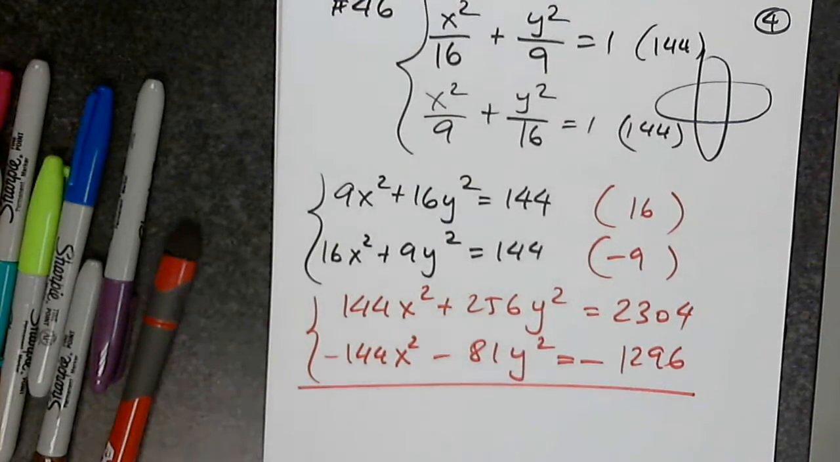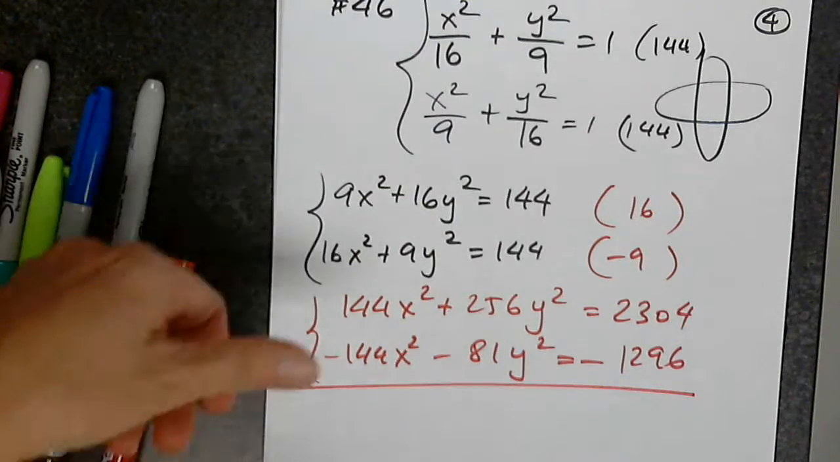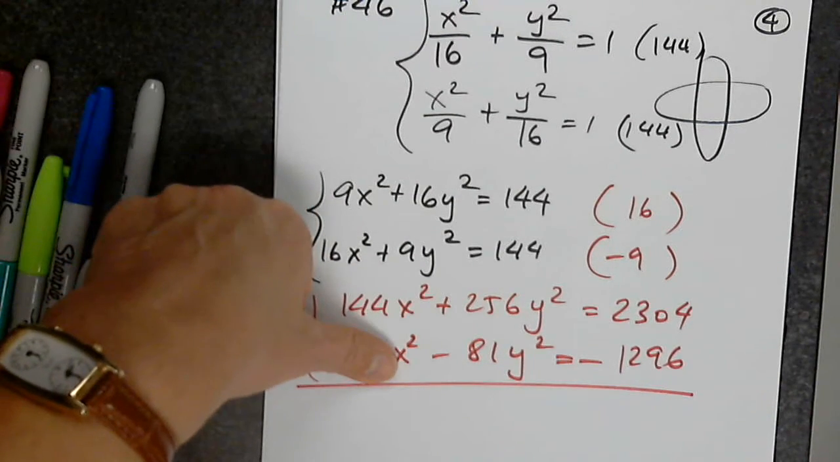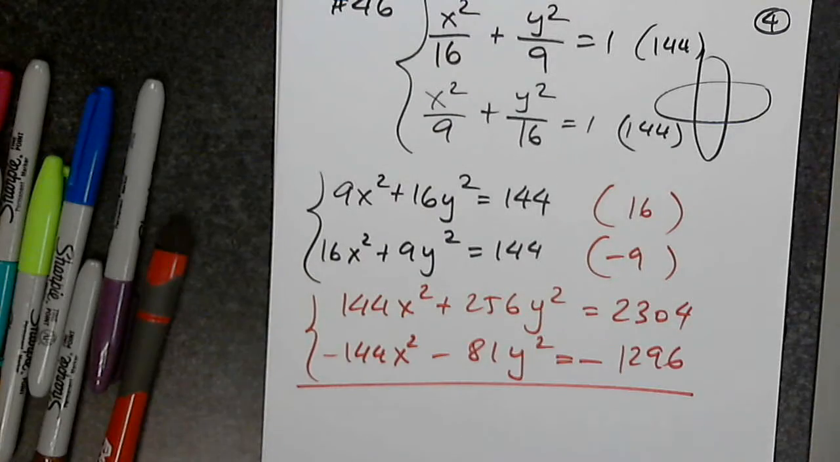So let's stop for a moment. Do we understand what happened here? And do we understand why I chose 16 and negative 9? I could have chosen negative 16 and positive 9. It would have made no difference. But is it clear why we chose that? Right? Because now this term, when I add it to this term, it will go away. And I finally obtain an equation in y alone.